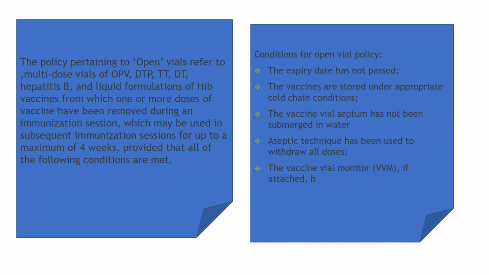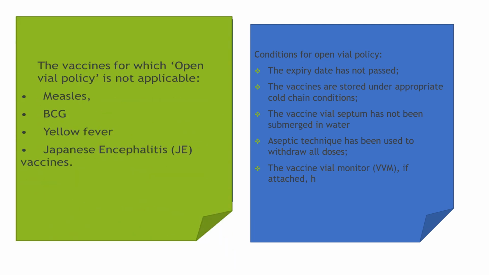So what are those conditions? Those are that the expiry date has not passed. The vaccines are stored under appropriate cold chain conditions. The vaccine vial septum has not been submerged in water. Aseptic technique has been used to withdraw all doses, and the vaccine vial monitor, if attached, has not passed the required expiry criteria. So which are the vaccines for which open vial policy is not applicable?